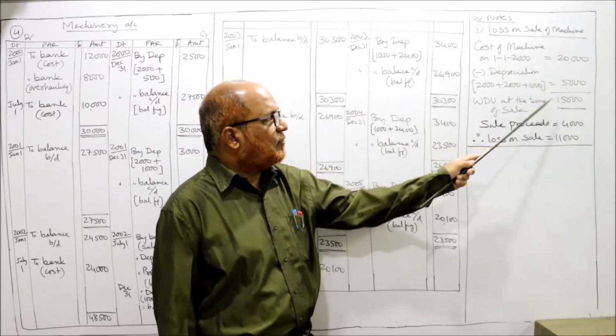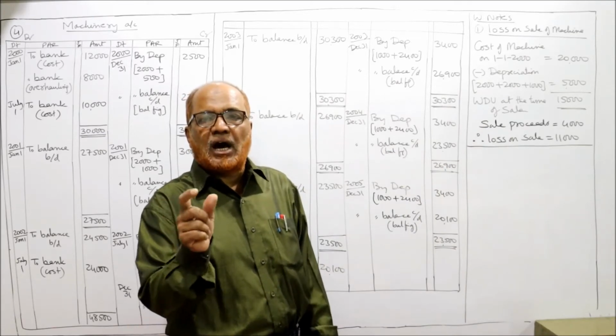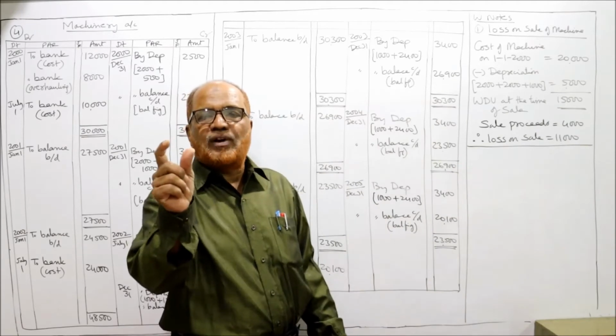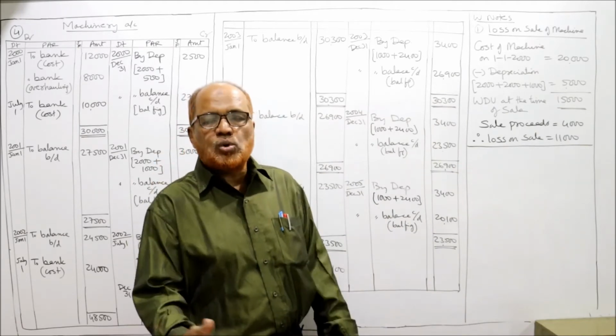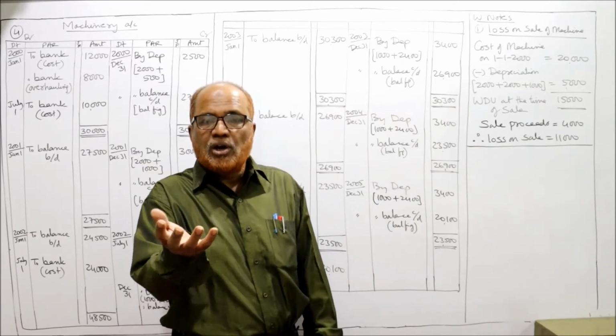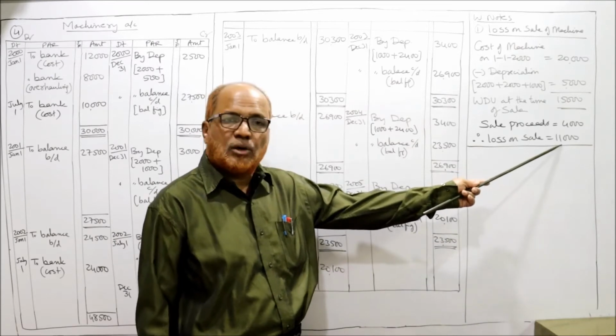20,000 minus 5,000 is 15,000. 15,000 is the WDV, the written down value of the machine on the date of sale. And this 15,000 worth of machine was sold for rupees 4,000. It was simply sold away for 4,000. So there is a loss of 11,000.